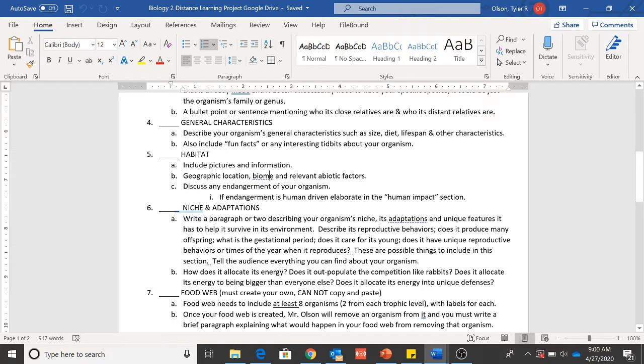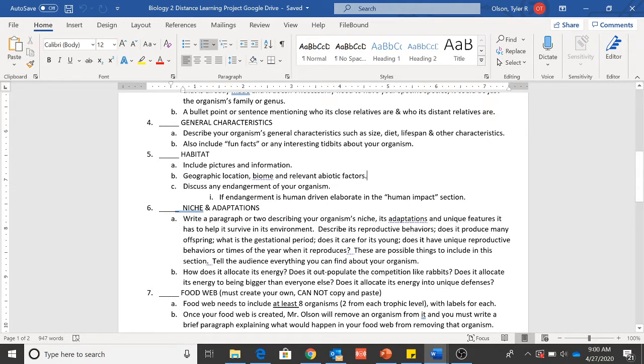The biome of where it's located. I want to know if your organism occupies the tundra, temperate forests, rainforest. I want to know where your organism can be found. And so make sure that you write down and give me information on the biome. And then abiotic factors. What's rainfall like? What are the temperatures like there? Those are things that matter in an ecosystem. And I want to make sure that I understand that and that you understand that. So make sure you include those things.